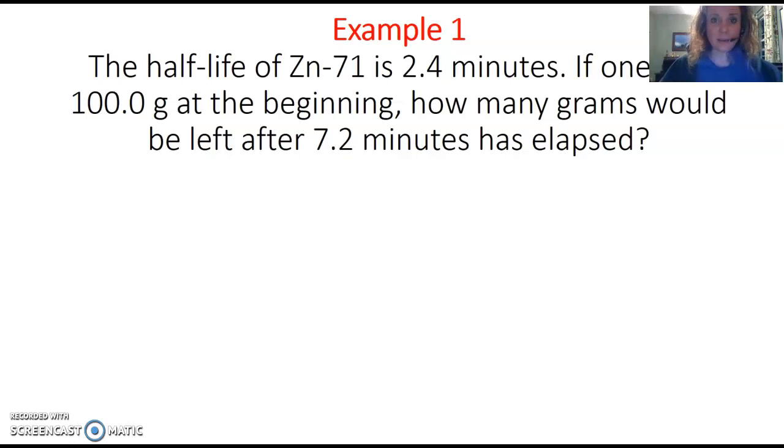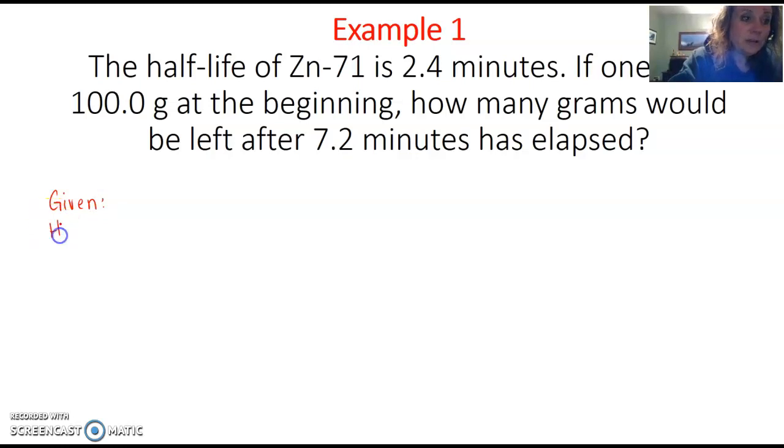And here we have example number 1, where the half-life of zinc 71 is 2.4 minutes. If one had 100 grams at the beginning, how many grams would be left after 7.2 minutes has elapsed? Okay, so before we start doing this, I like to call this a little grocery list, which is an inventory of the information that we're given in the problem. So in this problem, we are given the following.